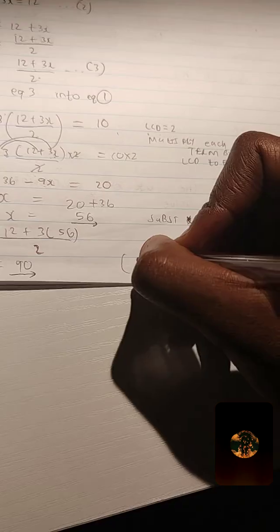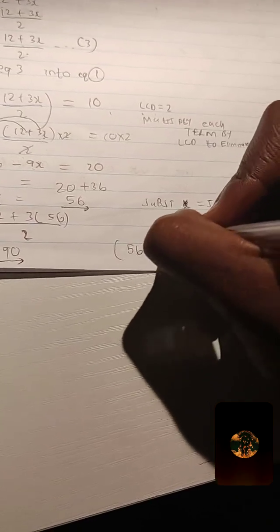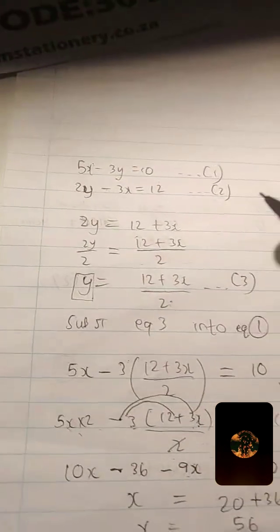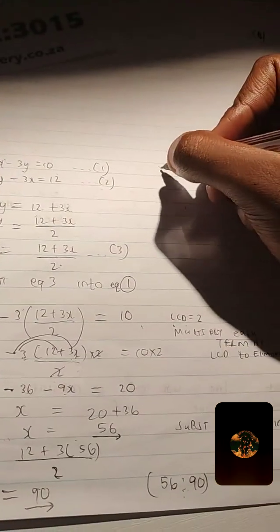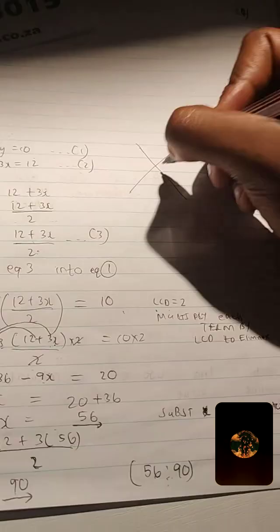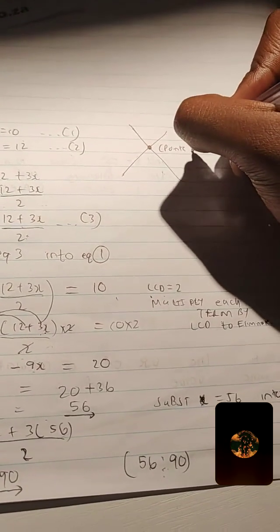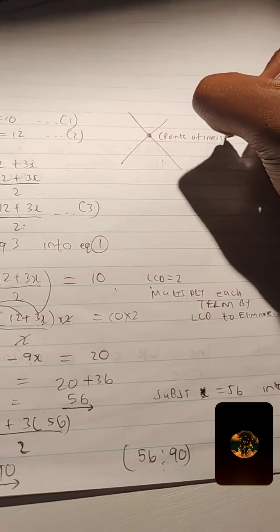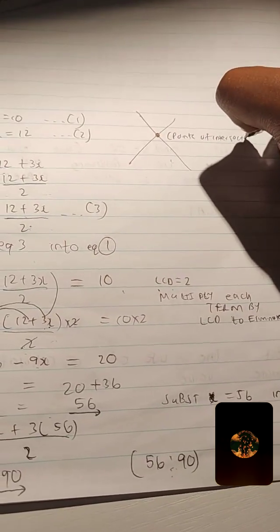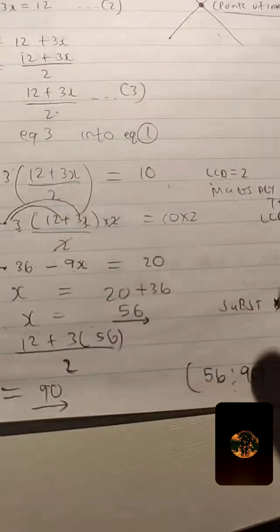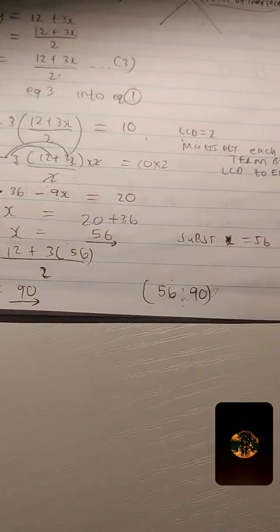And then here you can write your answer if you want to in coordinate form. x is 56, y is 90. Because remember, these linear equations are simply linear straight lines that basically intersect each other. The x and the y value that you get are what we call points of intersection of two straight lines. So that's why you can write them as 56 and 90.